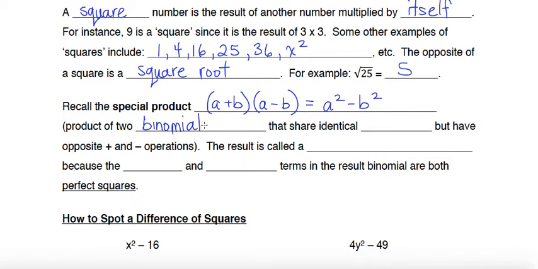Remember, a binomial is an expression that has two terms. A plus b is a binomial and a minus b is a binomial that share identical terms. They both have an a term at the beginning, they both have a b term at the end, but they have opposite signs. One is an addition sign, one's a subtraction sign. And the result is what we call the difference of squares.